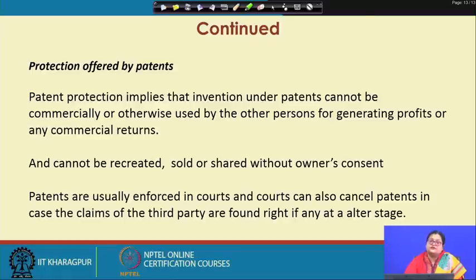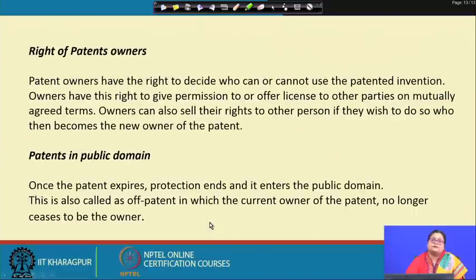Patents are usually enforced in courts, and courts can also cancel patents in case the claims of a third party are found to be right. So, if it is found that I have applied for a patent, but it is not an original idea, and maybe I have taken portions from others' ideas or inventions, incorporated them in our design, and claimed it as a patent, later on it may get rejected.